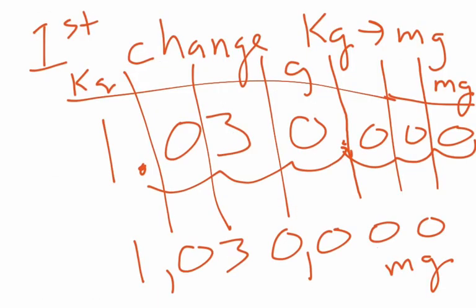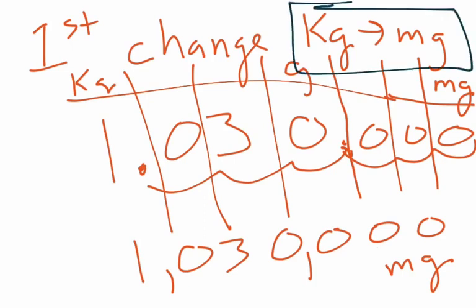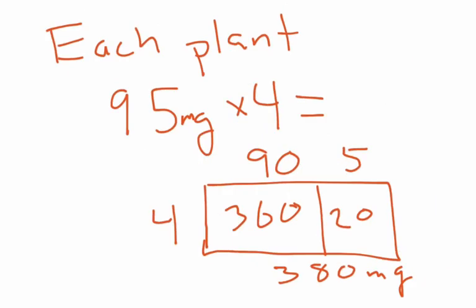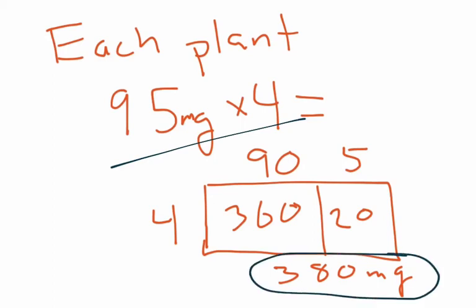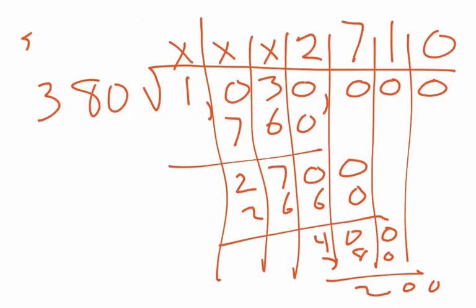Setting up the problem, first thing I'm going to do is change my kilograms into milligrams. So 1.03 kilograms is the same as, I shift that all the way over, each category, 1,030,000 milligrams. So now I figure out what each plant needs for the year. So 95 milligrams 4 times. I did a place value section model here, and I ended up with 380 milligrams for each plant.